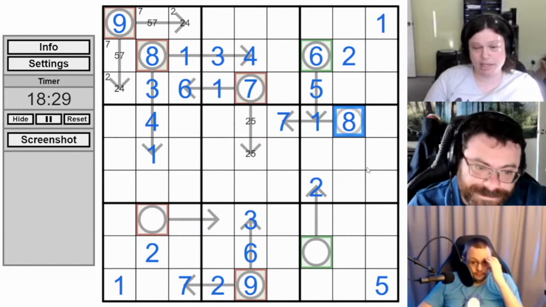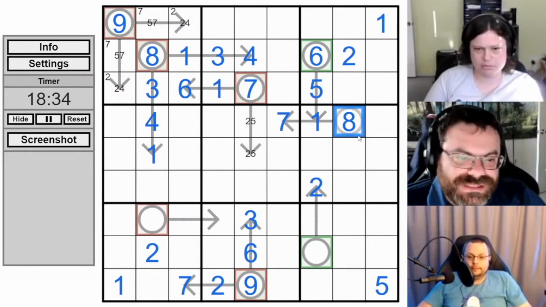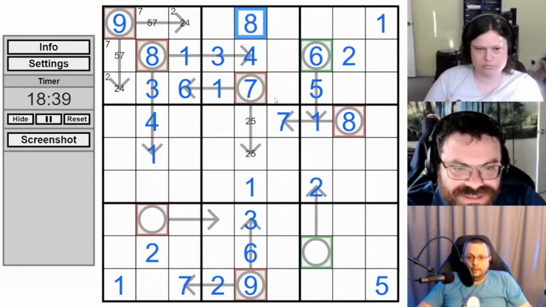But we have to see how knowing that influences the rest. And the 8 places the 8 in column 8. Okay, that's how it indexes. That's a 1, that's an 8.